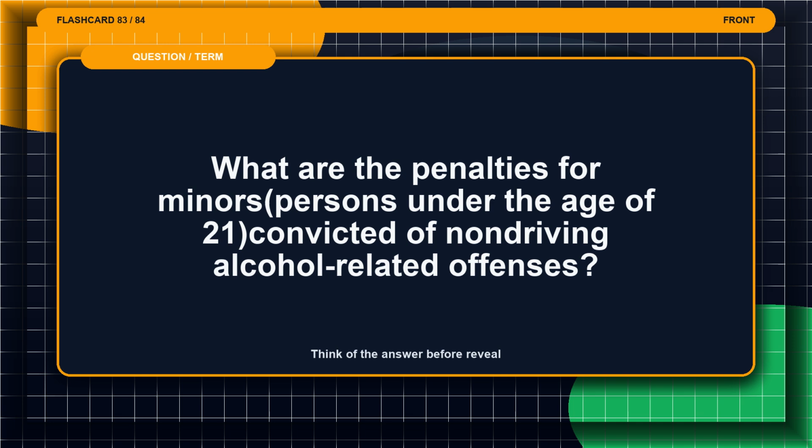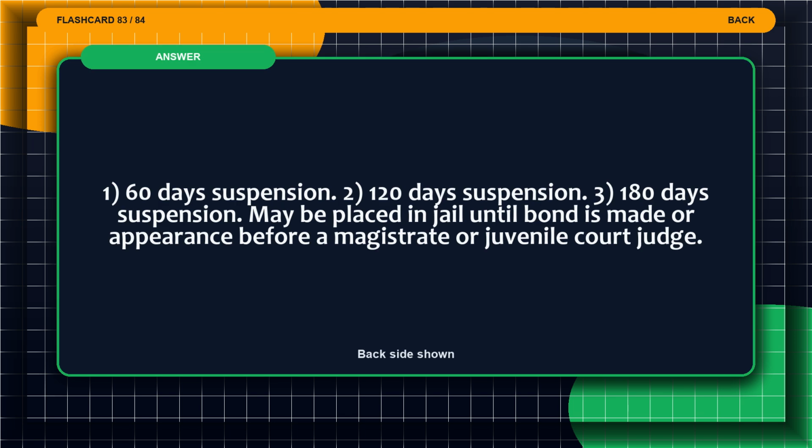Flashcard 83. What are the penalties for minors, persons under the age of 21, convicted of non-driving alcohol-related offenses? Think of the answer before the reveal. The answer is 1. 60 days suspension. 2. 120 days suspension. 3. 150 days suspension. May be placed in jail until bond is made or appearance before a magistrate or juvenile court judge.